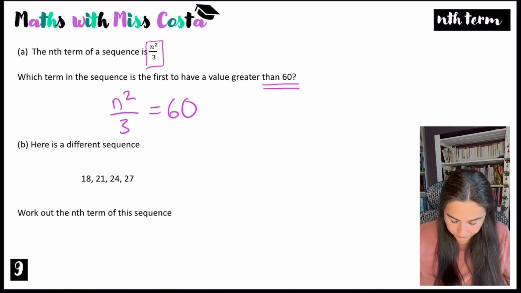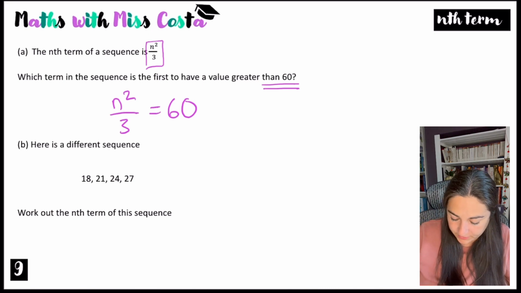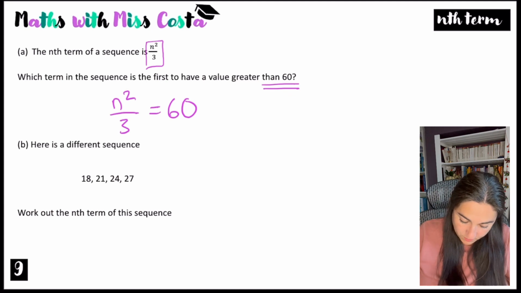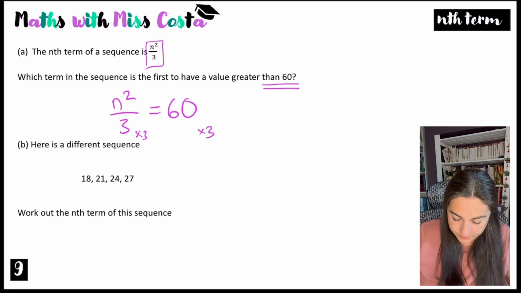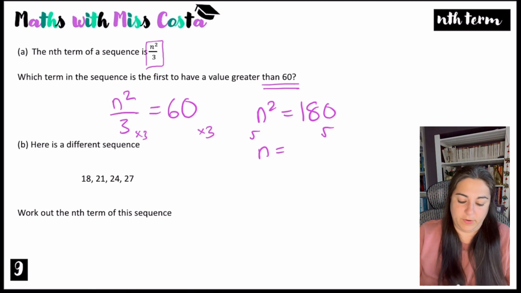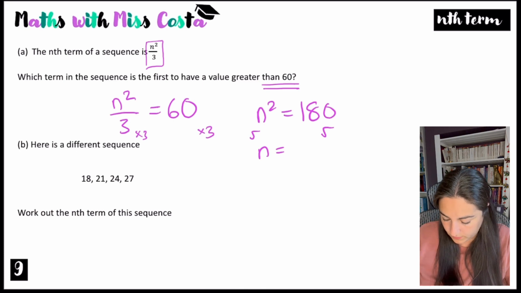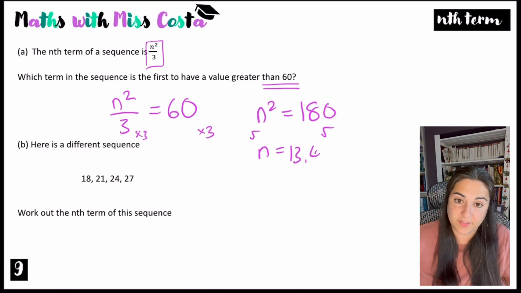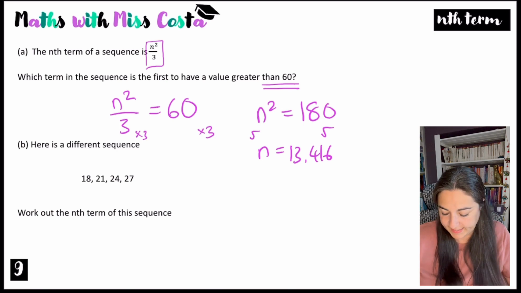So let's rearrange the equation. What we're going to do first is multiply both sides by 3. So n squared would be 60 times 3, which is 180. And then let's do the square root of both sides, because that's the inverse of squaring. So the square root of 180 is 13.416. Okay, so that basically gives us a clue. It's going to be either the 13th or the 14th term.